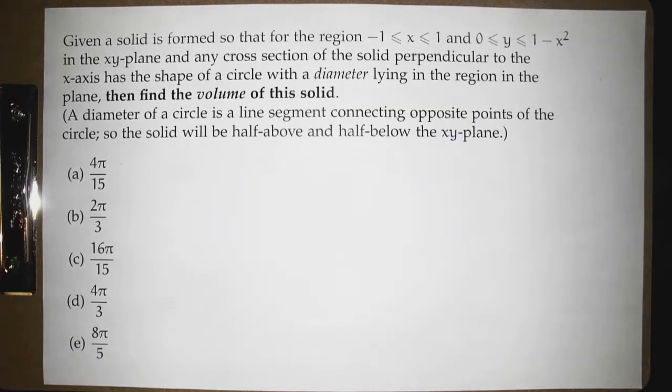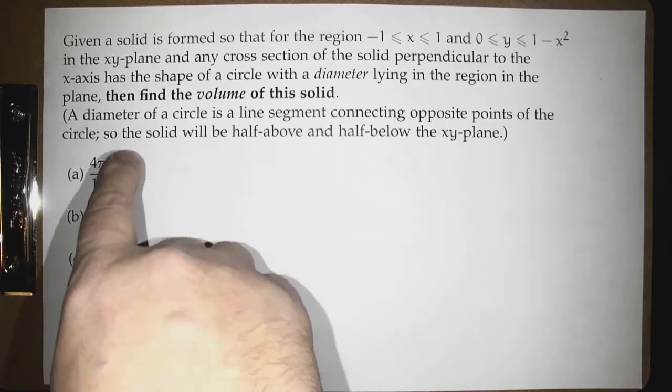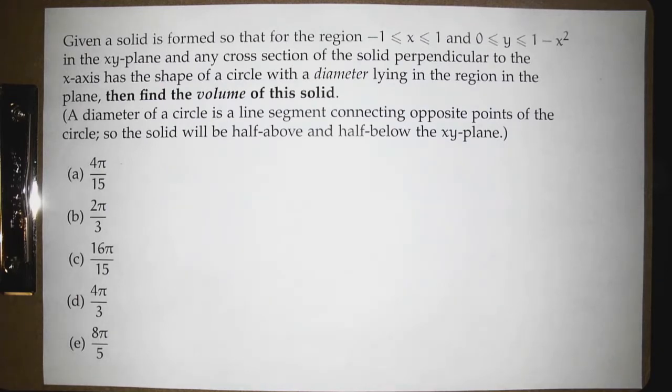Now, in case you're wondering, the diameter of a circle is a line segment connecting opposite points of the circle. So the solid will be half above and half below the xy plane. All right, so we have 4 options. Does anybody have the answer? Or does anybody like to say, aha, I think it's this?